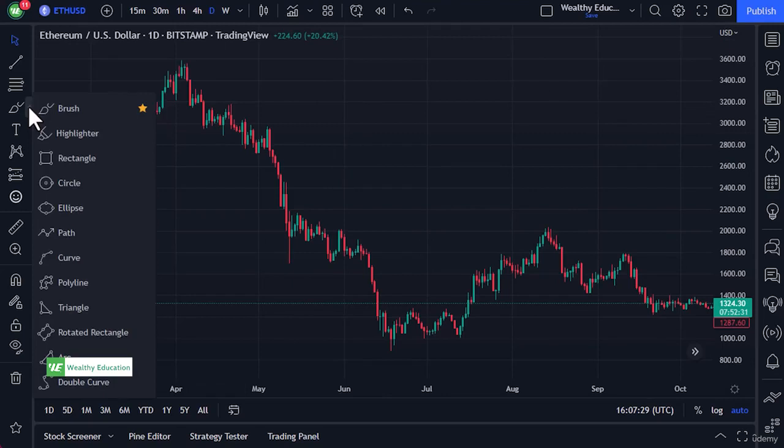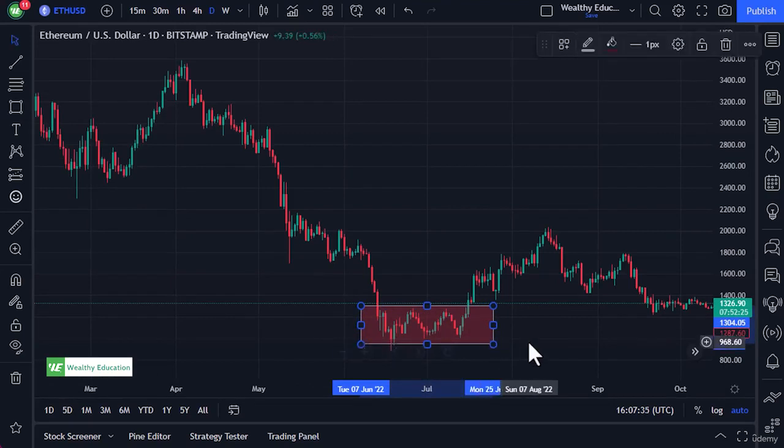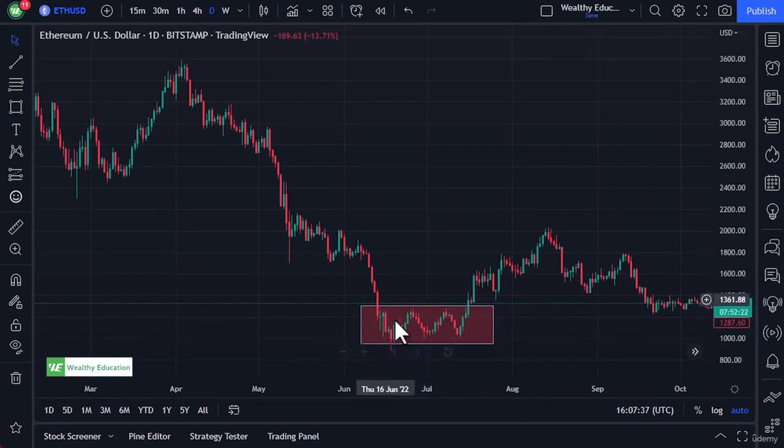You can take this brush here, click on rectangle, and by dragging like this, notice how price had gone back and forth between two levels. Now I'm going to extensively call this 1,000 and 1,300 in Ethereum. Not worried about the minutia of it right now, but what do you see? Well, you see a rectangle.